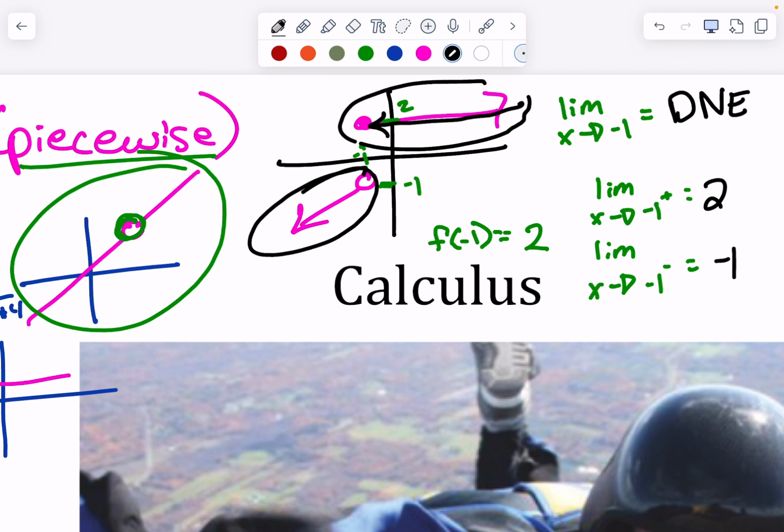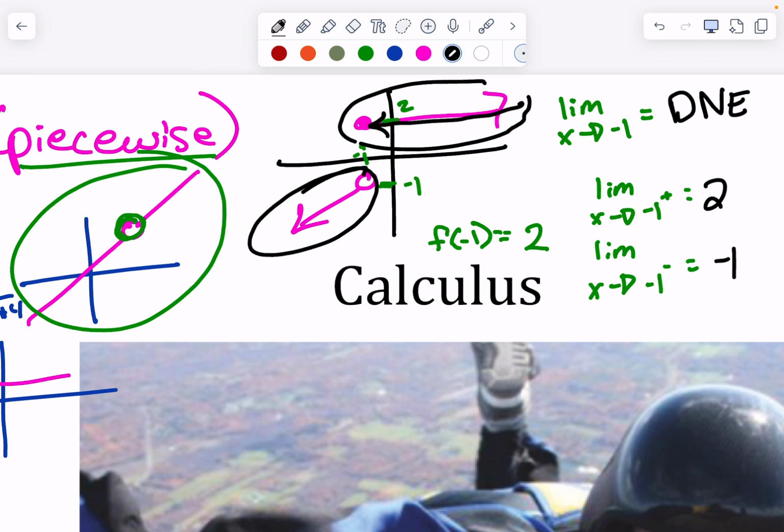Shouldn't the circle be closed? Should this circle be closed? But if this circle is closed, then it's not a function because it doesn't pass the vertical line test. Does that make sense? So one of them has to be open, one of them has to be closed. Because then it would have 2 y values at one x coordinate and it wouldn't pass the vertical line test. It wouldn't be a function.